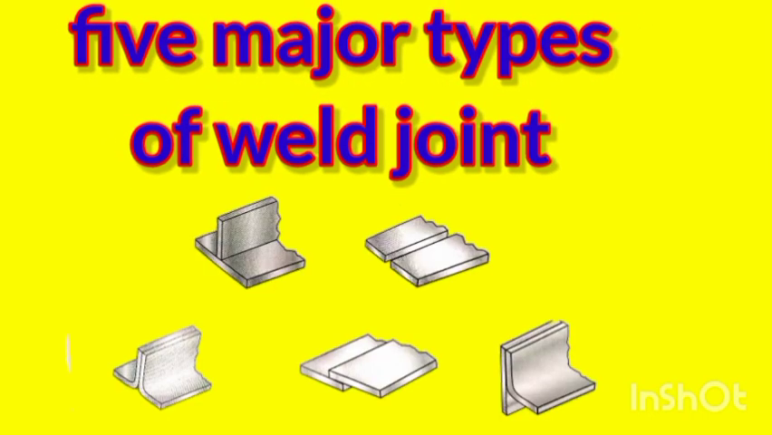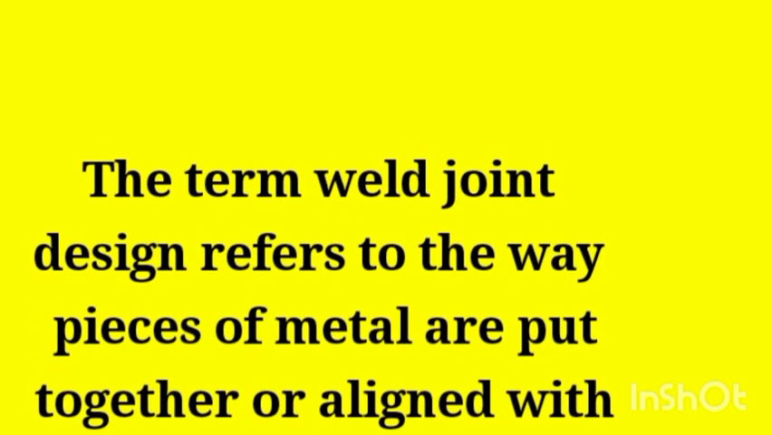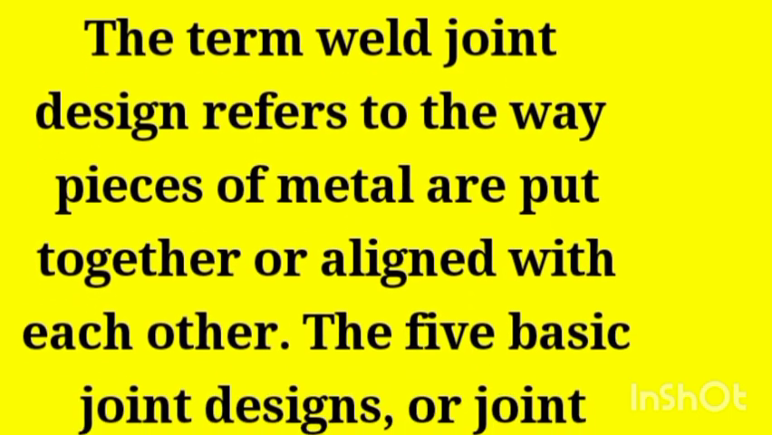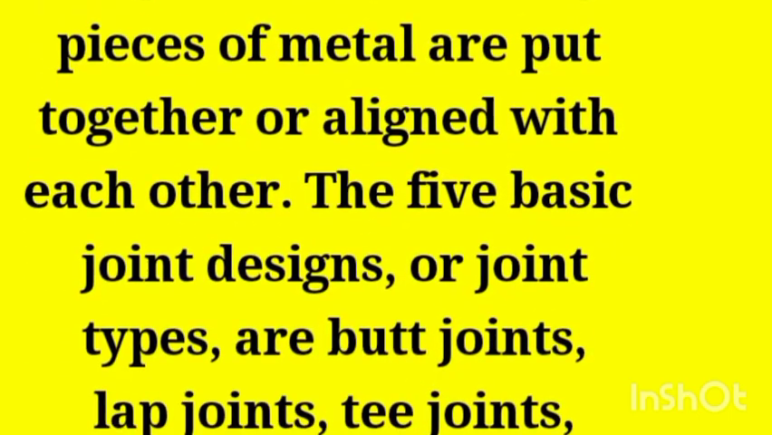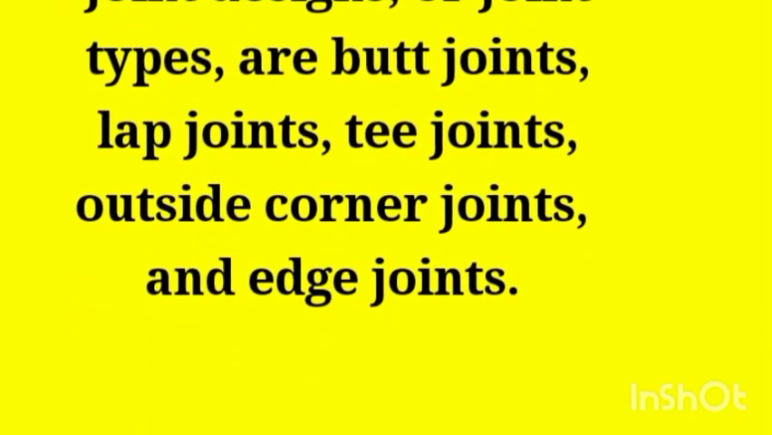5 major types of weld joint. The term weld joint design refers to the way pieces of metal are put together or aligned with each other. The 5 basic joint designs, or joint types, are butt joints, lap joints, T-joints, outside corner joints, and edge joints.